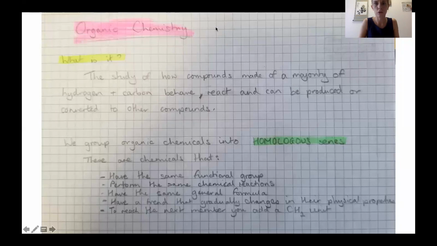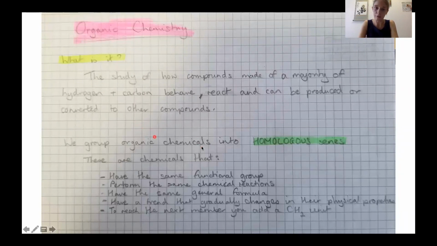Okay, guys, so what is organic chemistry? Organic chemistry is essentially the study of how compounds that are made of a majority of hydrogen and carbon, particularly carbon, behave, how they react, how we could produce them, or how we can convert them to other compounds that are also in the organic chemistry family. So it's basically the study of any chemicals that have a backbone of carbon. They're made mostly of carbon with hydrogens, usually a little bit of oxygen, nitrogen, and so on thrown in as well to make things up.